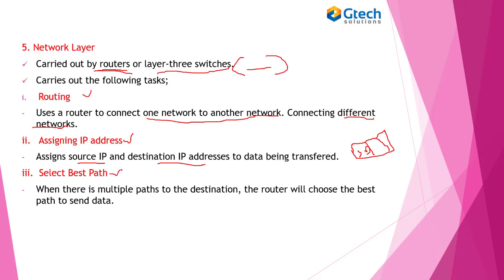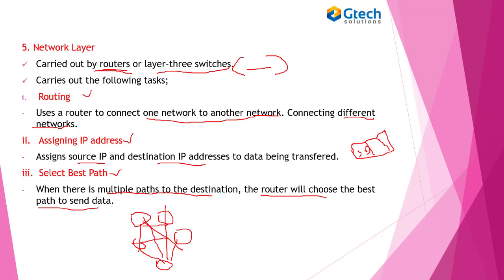Selecting best path. Wherever there are multiple paths to the destination, the router will choose the best path to route or send data. For example, we have 6 routers here, and they are connected like this.